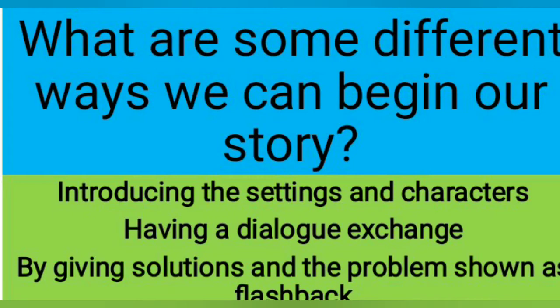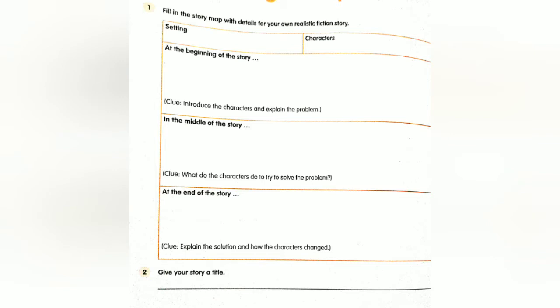Take out your Volume 1, S2, Drafting a Story, page number 42. First question: fill in the story map with details for your own realistic fiction story. Settings: in a classroom. Characters: Sasha, teacher, doctor. Sasha, student. Sasha studied in grade 4 in Goodwill High School.